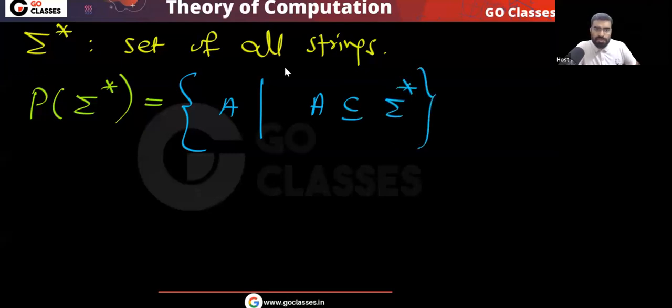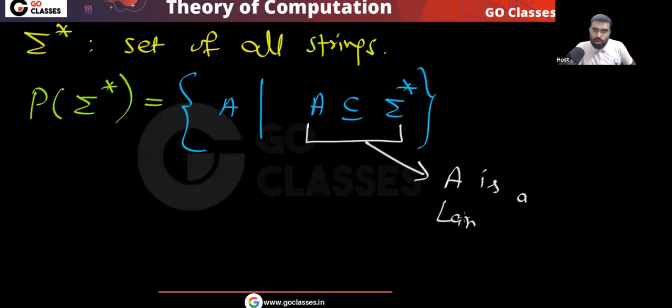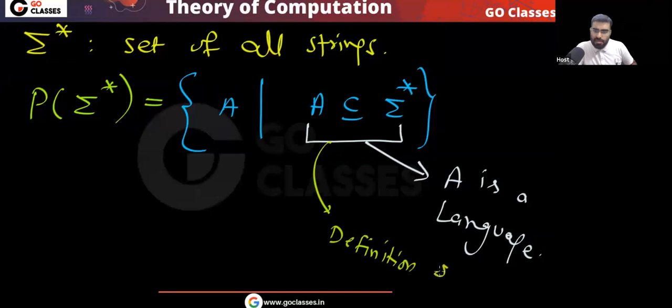You will have those things which are subset of sigma star, right? You will have power set of sigma star. It will have those things which are subset of sigma star. What does that mean? If A is a subset of sigma star, then A is a language. Agree? This is the definition of language. Every language is a subset of sigma star.